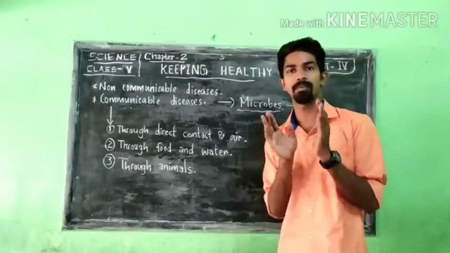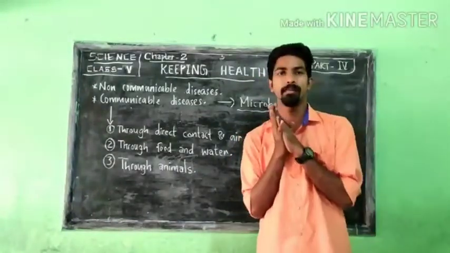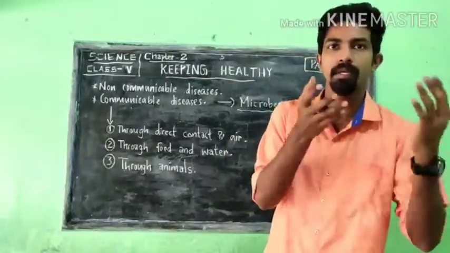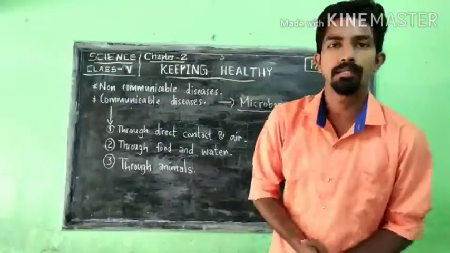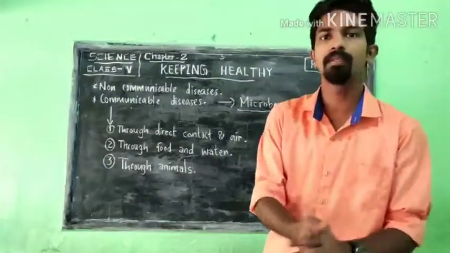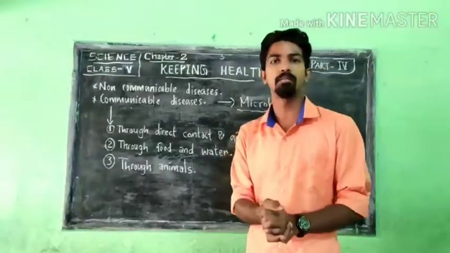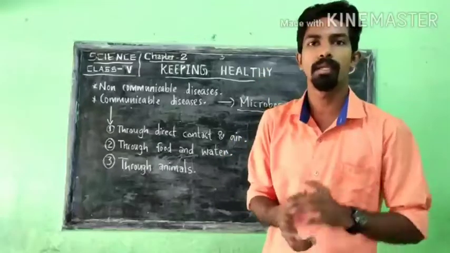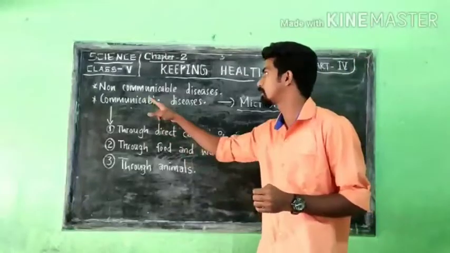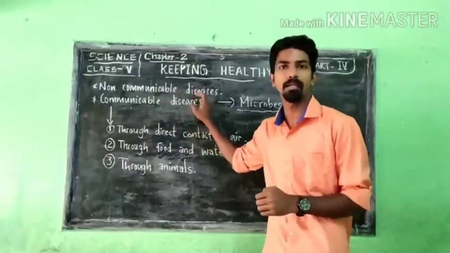I hope you understood what non-communicable diseases are. If you sit with a person who has rickets or scurvy, etc., talk with him, eat with him, that disease will not come to you. It will not spread from the infected, the affected person, to you. Such types of diseases are called non-communicable diseases.